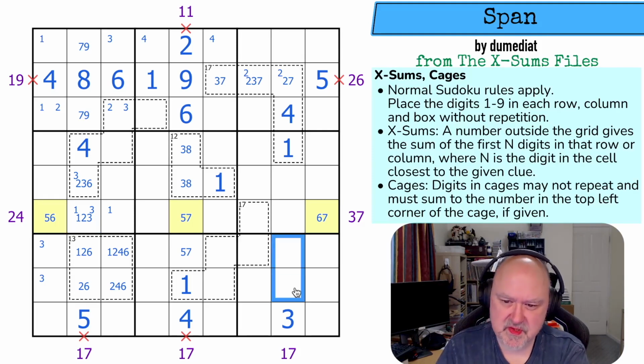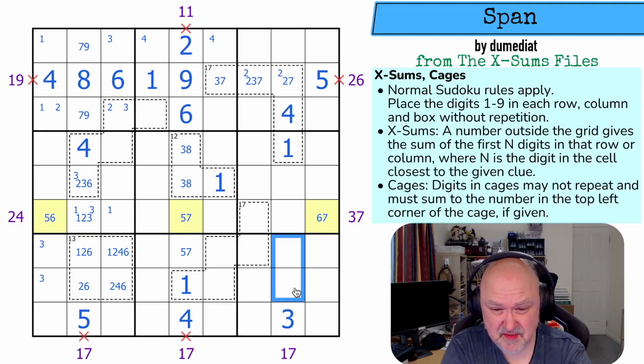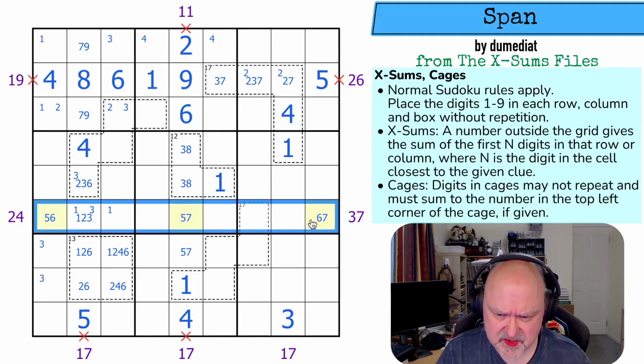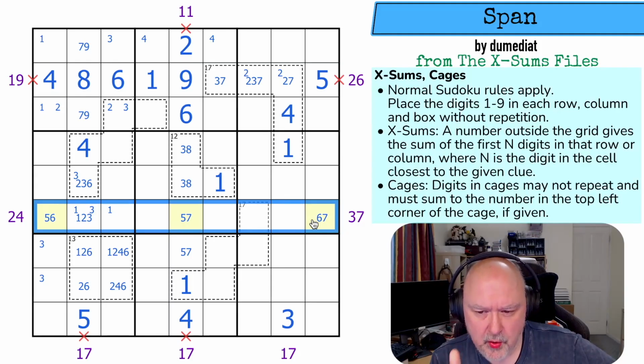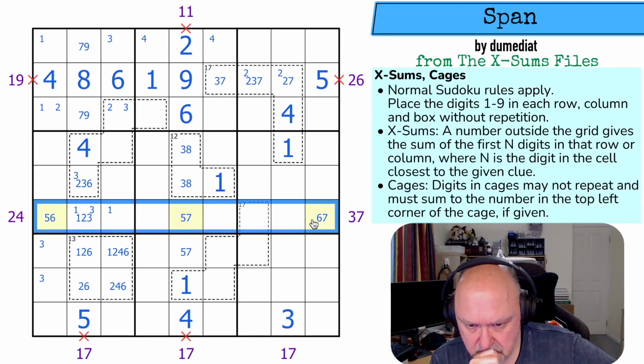These need to sum to 14. 9, 5, or 8, 6. Still doesn't seem restricted. Now, there's got to be overlap in this row. The row sums to 45, and the two clues sum to 61, so the overlap sums to 16. The overlap sums to 16.